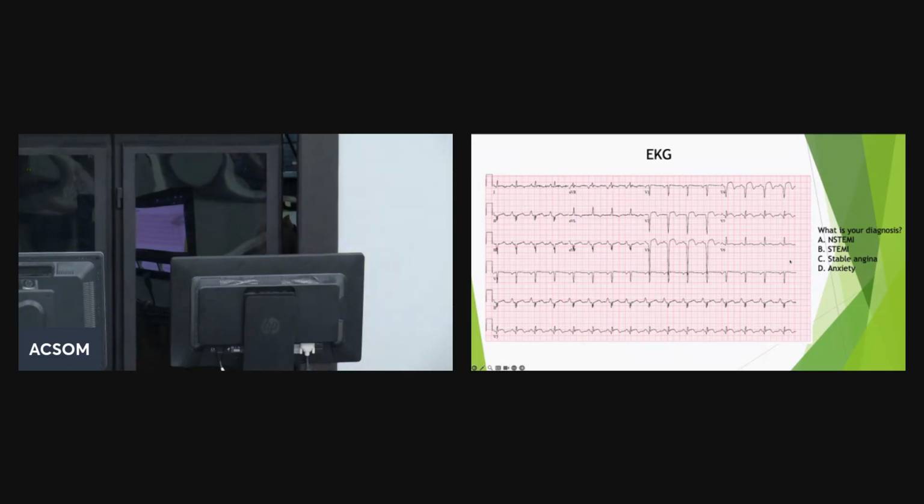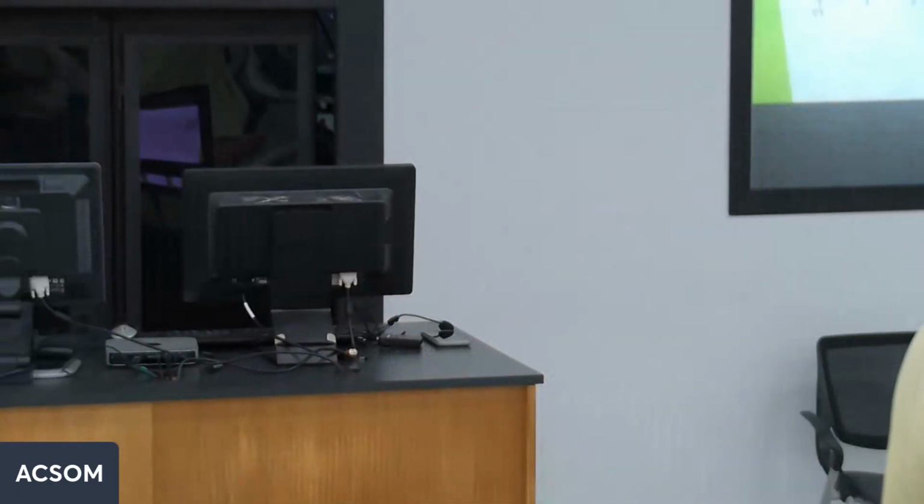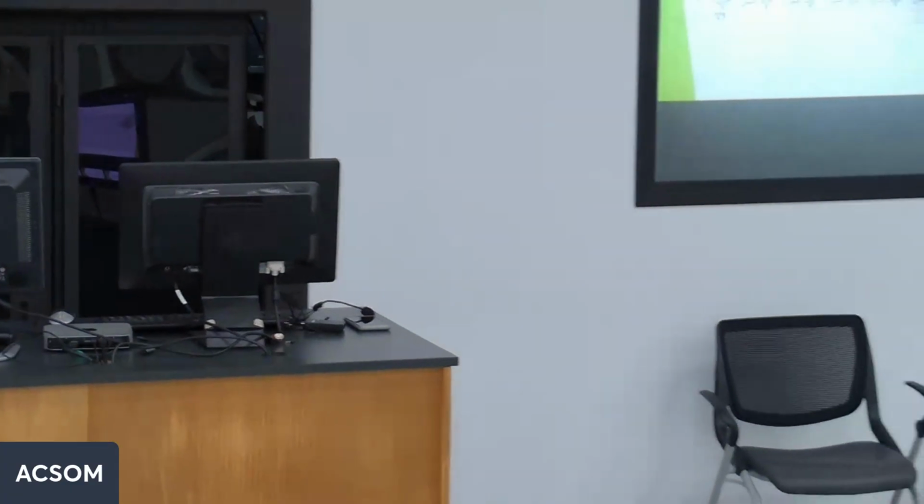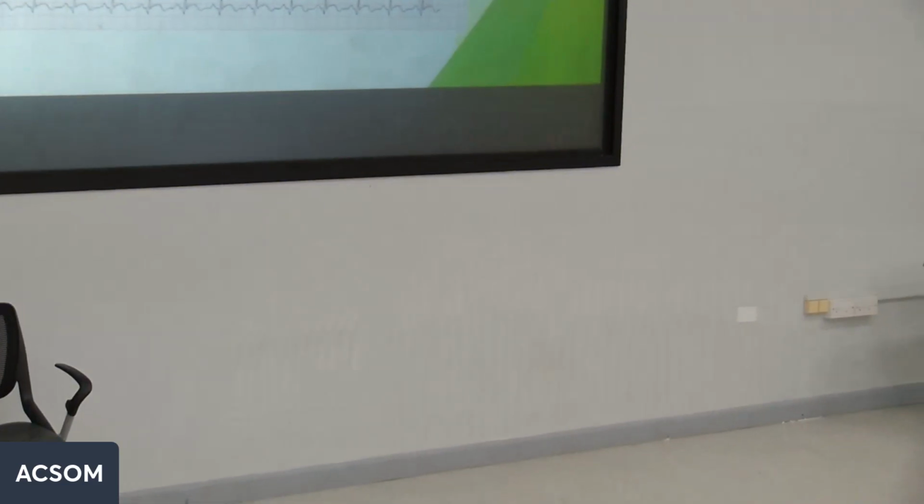ECG. Look at his ECG. What do you see? Lead V2. Lead 2 has a what?